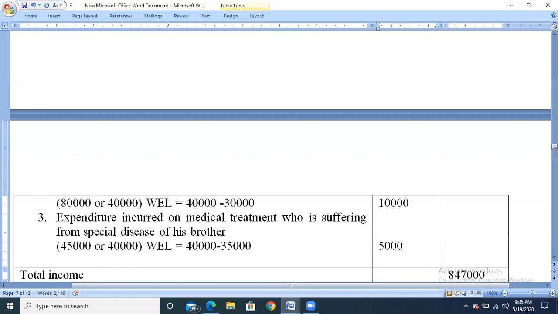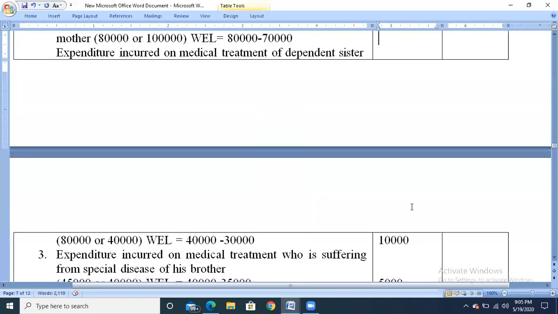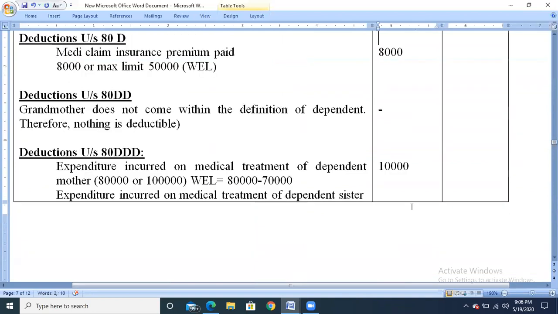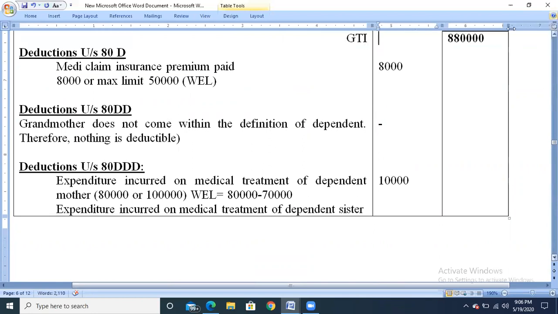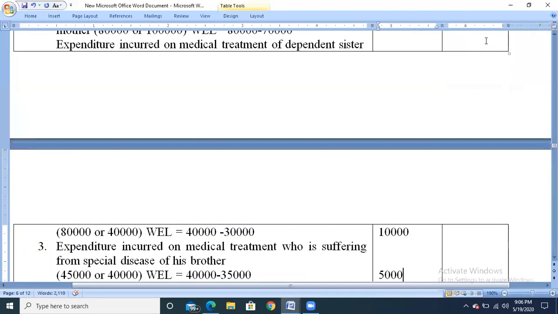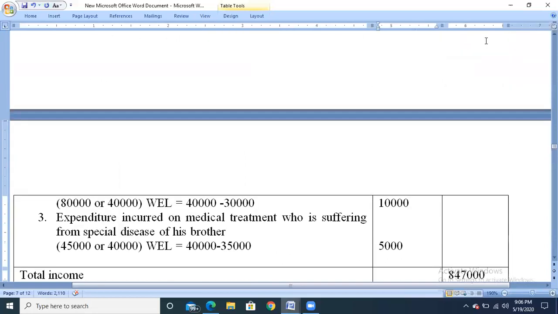So the deduction amounts are 5,000 plus 10,000 plus 10,000, 25,000, plus 8,000. So total amount has to be taken. It has to be deducted from the gross total income, 8,80,000. So net income or total income will be 8,47,000.